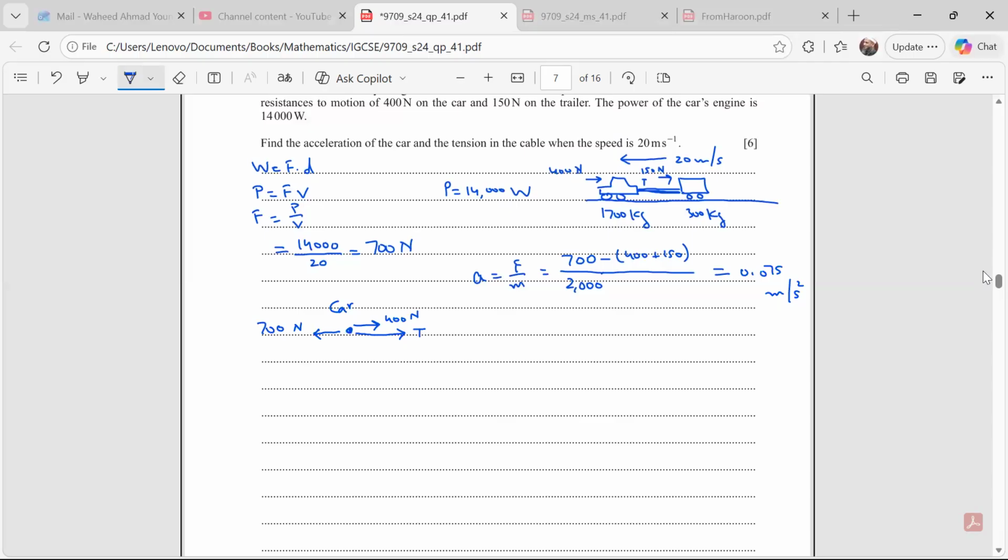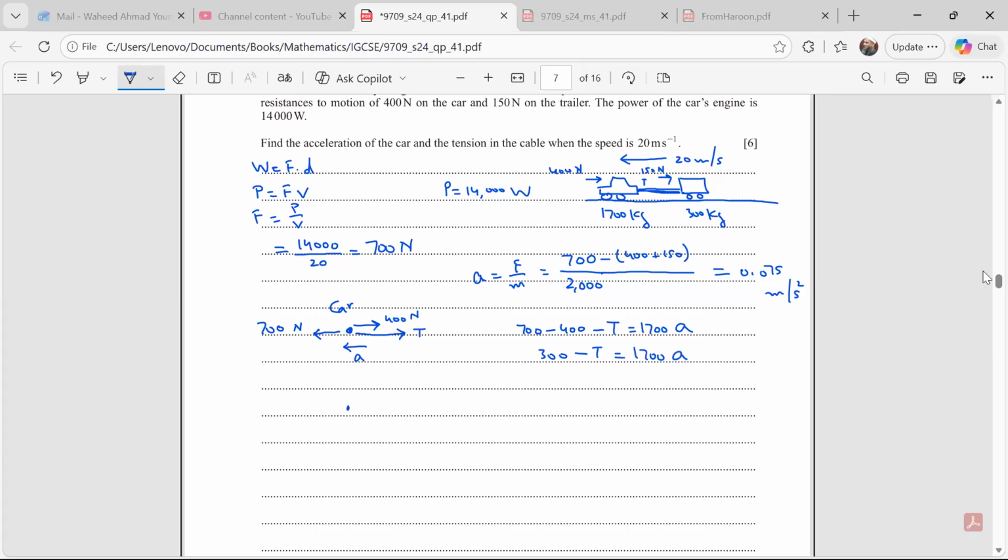Okay, so if I write, the net acceleration is A, and we know the mass of the car is 1700. So if I apply the net force and Newton's second law of motion, the net force is 700 minus 400 minus the tension. Okay, this is the net force, and this force is equal to mass into acceleration, and mass is 1700 into A. Okay, I hope you are okay with this equation, right? So 700 minus 400 is 300, minus T is equal to 1700 into A.